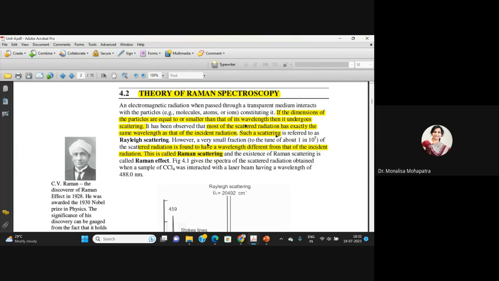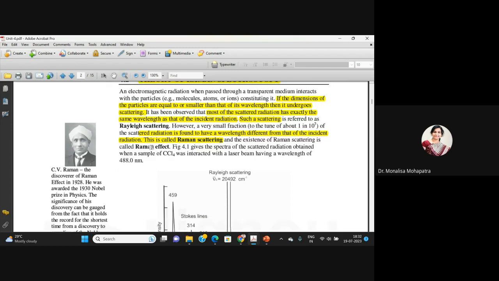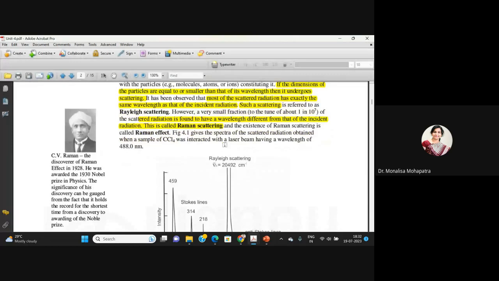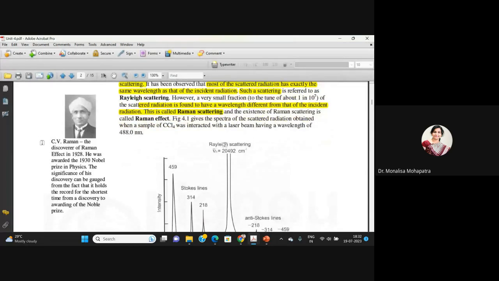However, sometimes what happens, the scattered radiation is found to have lower wavelength or higher wavelength as compared to the incident radiation. That time we say it to be the Raman scattering, and that effect is termed as the Raman effect. This concept has been given by Professor C.V. Raman, for which he got the Nobel Prize in 1930. Nobel Prize in Physics he got.